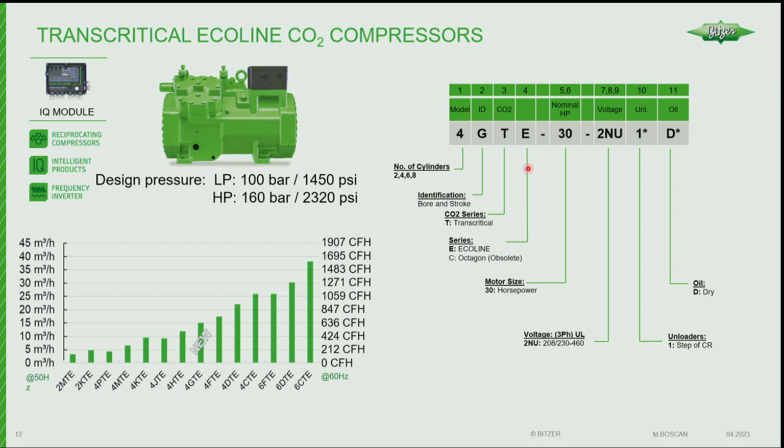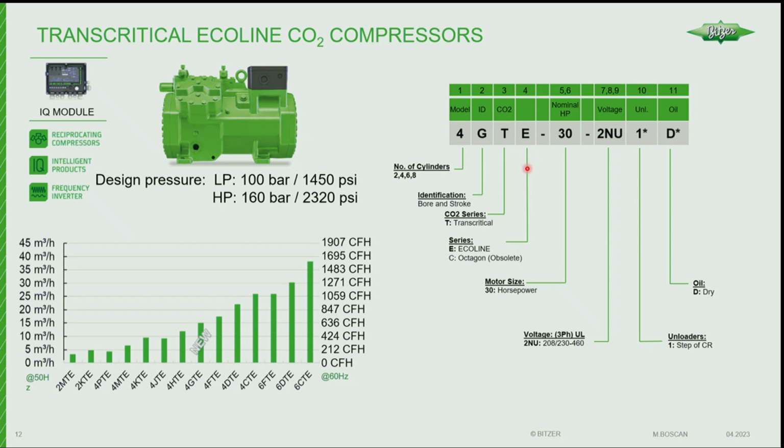Transcritical Ecoline: these are compressors for the high stage or high side of the booster, and these would be the compressors that would use the CMRC for capacity regulation. The pressures are shown up there, 1450 on the low side and 2300 on the high side, and the nomenclature is very similar. The only thing I added is the last two digits. Those don't show up on the nameplate, but they will for build purposes and ordering purposes.